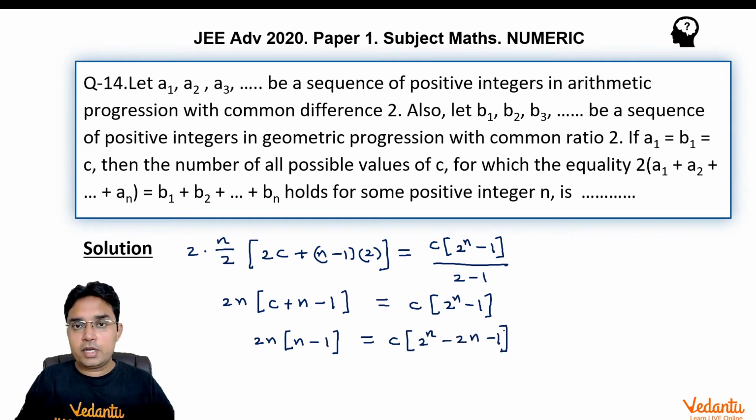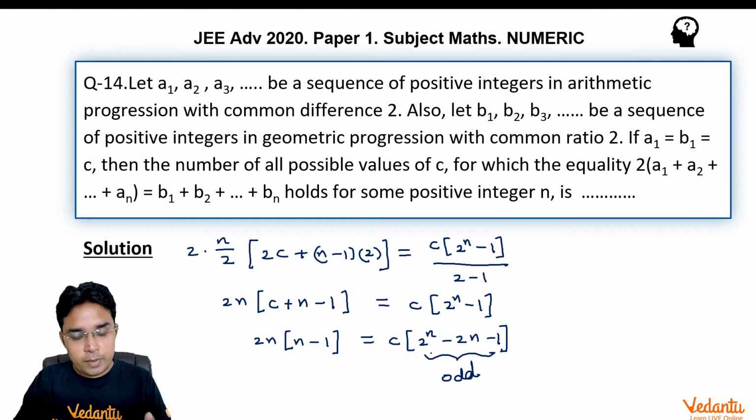Now one very important thing to notice here is that this bracket is an odd number. Why odd? Because 2 raised to the power n and 2n are both even, minus 1 we are doing, so it will be an odd number. On the left hand side, if you see n into n minus 1, it is the product of two consecutive integers. So it has to be an even number because one will be even, one will be odd. So this n into n minus 1 is an even number, and this entire left hand side is a multiple of 4.